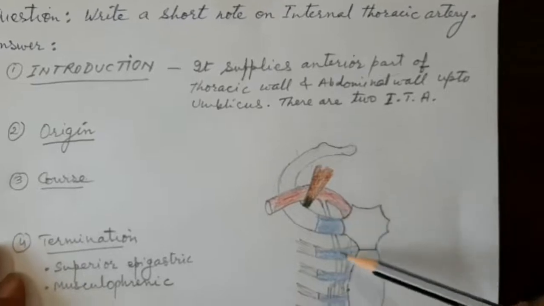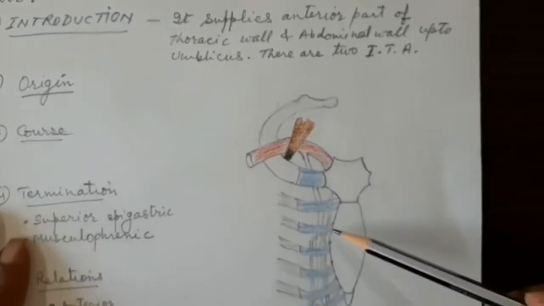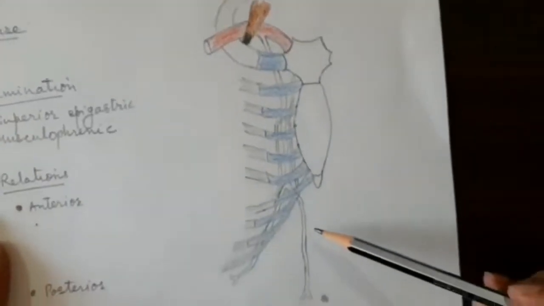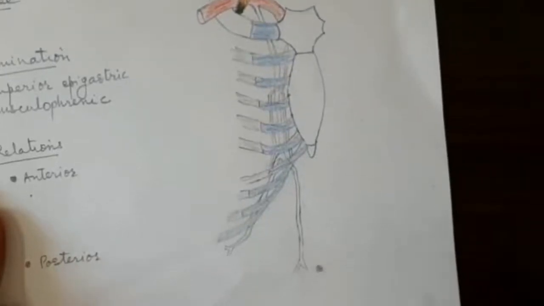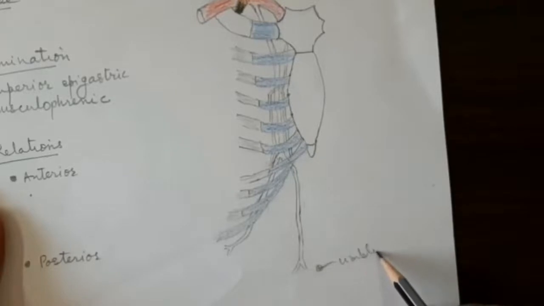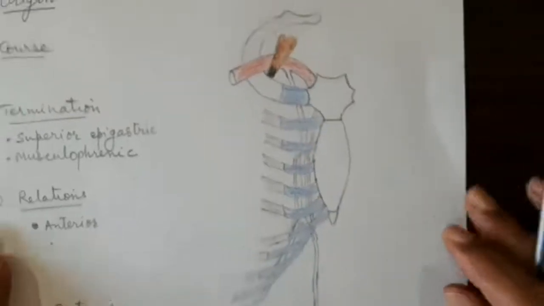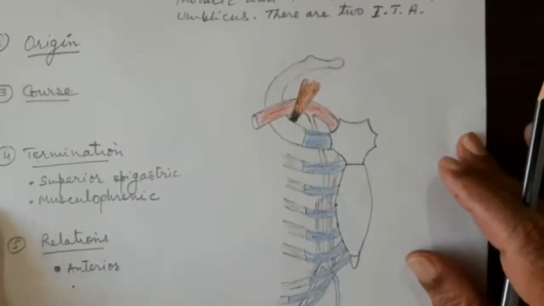Now this internal mammary artery, or internal thoracic artery as it is called, not only supplies the anterior part of the thoracic wall, but one of its branches goes right up to the umbilicus. This is the umbilicus. So it goes right up to the umbilicus and thus supplies the upper part of the abdominal wall also. Let us come to the origin.